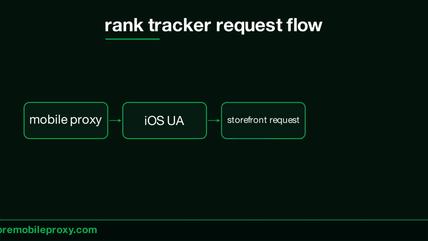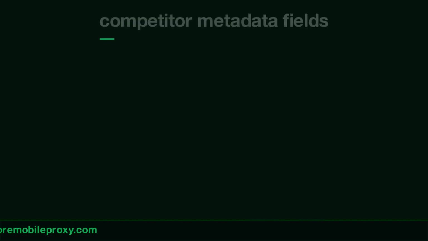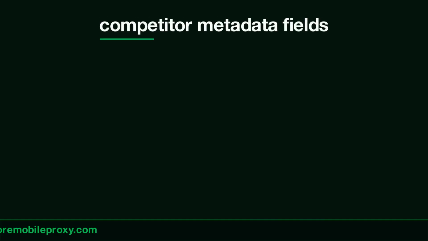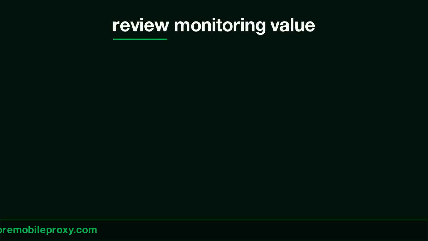The 3 workflows. First is keyword rank tracking. ASO tools all claim mobile fidelity rankings, but most rely on protocol-level scrapes that miss device class signals. With a mobile proxy plus a real device UA, your rank tracker pulls the actual storefront response. Second is competitor metadata mining, the offensive case.